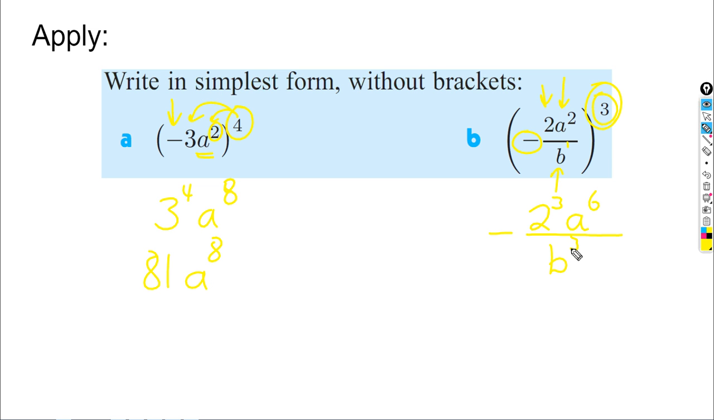If you want to simplify 2 to the 3rd power, that becomes 8. So we'd have negative 8a to the 6th all over b to the 3rd. That negative goes with this fraction, and that is our final answer. Sometimes people will write it as part of the 8. It's fine as long as there's only one negative in our final answer.